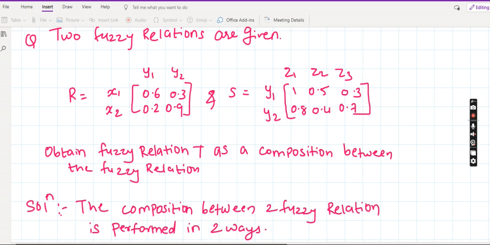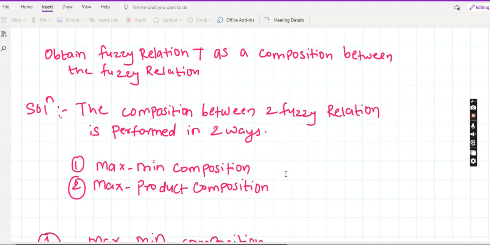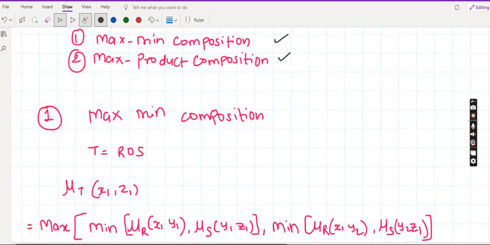The composition between the two fuzzy relations is performed in two different ways. The first is called the max min composition and the second one is called the max product composition. So let us see how to find that. Max min composition is given by T is equal to R circle S. This is how you mathematically represent the composition.